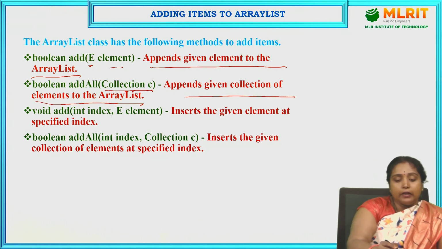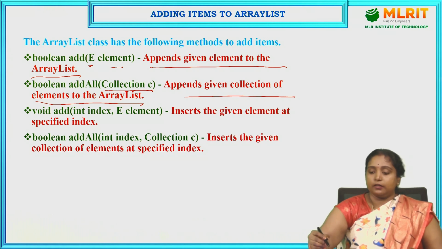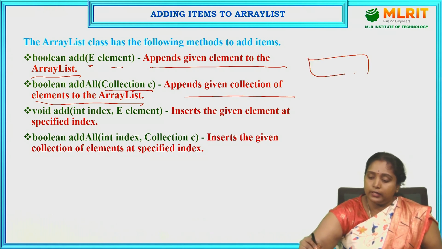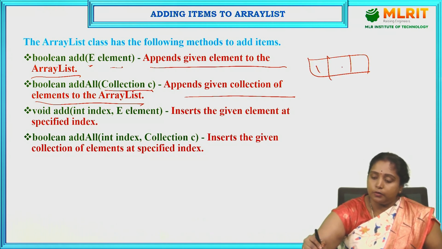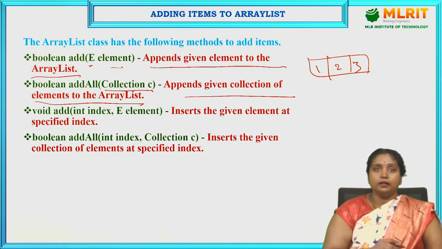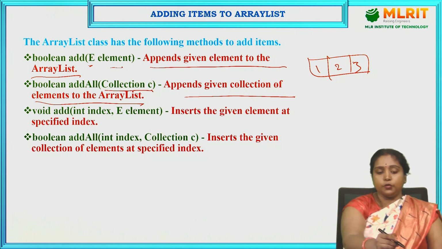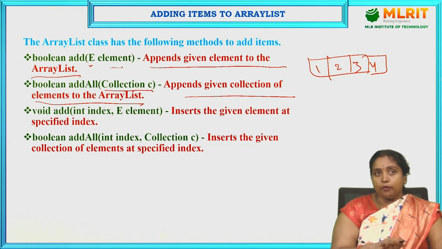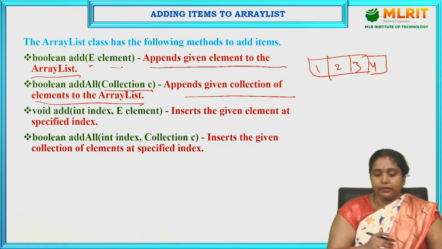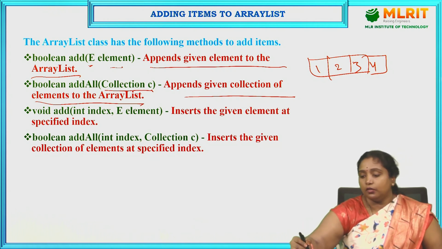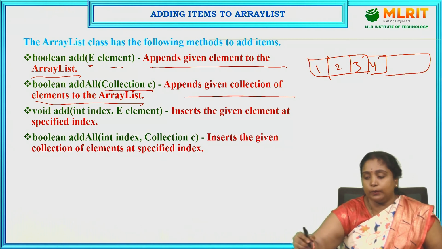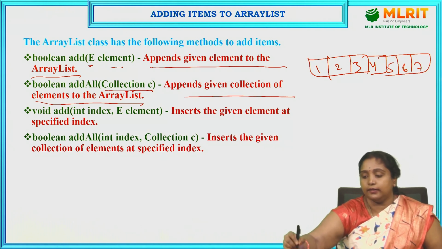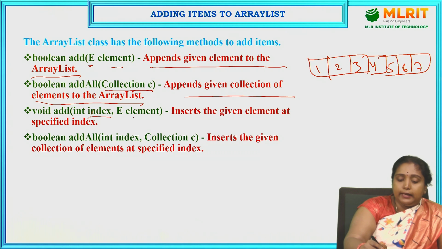For example, if I have only 3 elements, 1, 2, 3, in the array, using add I can add one more element, 4. If I want to add n number of elements, say I just want to add 5, 6, 7, I could add like this using the addAll method: 5, 6, 7.